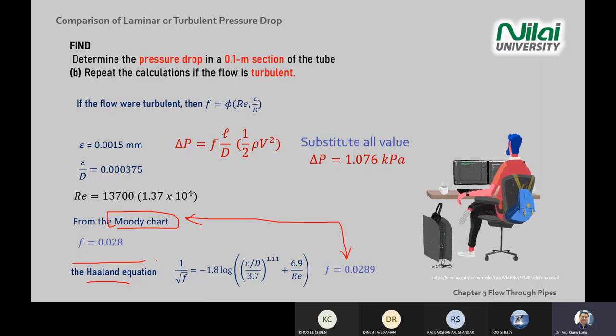Again, in the coming test or final exam, I will not mention the Moody chart, or I will not mention the Haaland equation. Maybe I will ask you to compare the differences between the graphical method and the numerical method. Graphical is the Moody chart. Haaland equation is numerical. So for example, if I ask you to compare 0.028 from the chart and 0.0289 with the Moody chart. Okay.